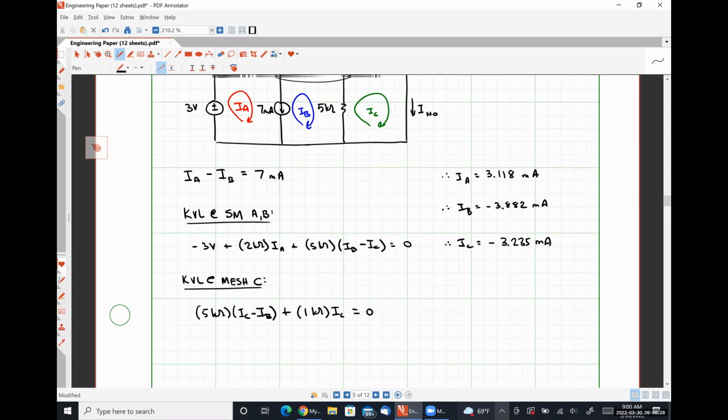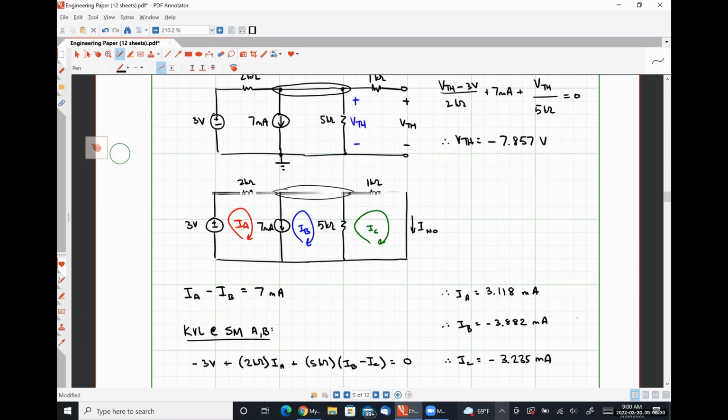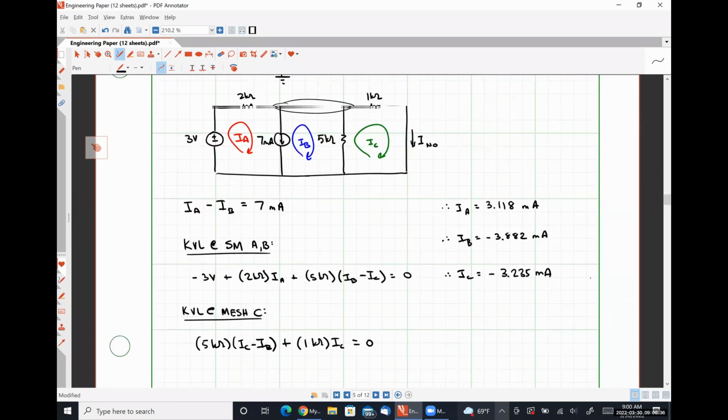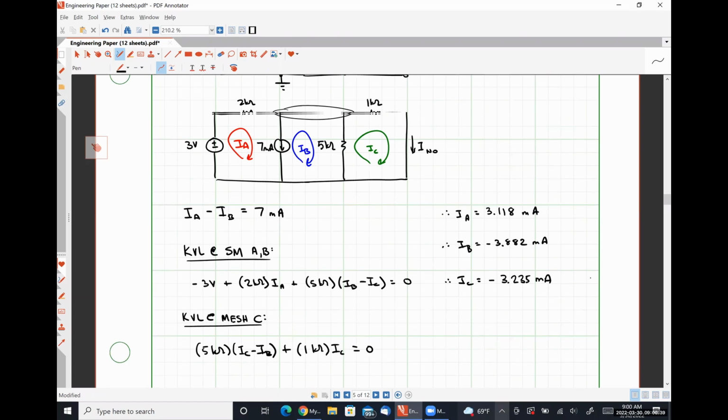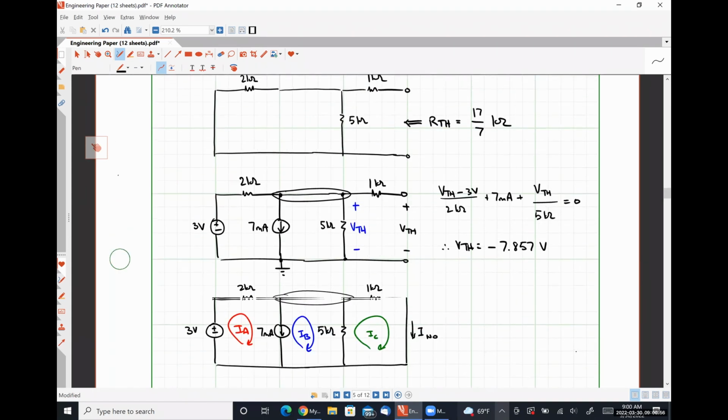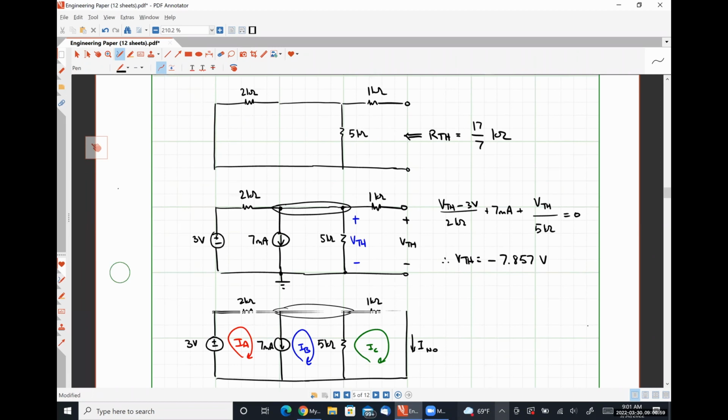And we can easily check to see if we've made a mistake. So -7.857 divided by -3.235 times 10 to the -3 gives me 2.428 ohms. Excuse me, 2,428 ohms. 17/7 is 2,428 ohms. So we did all of our analysis correct.